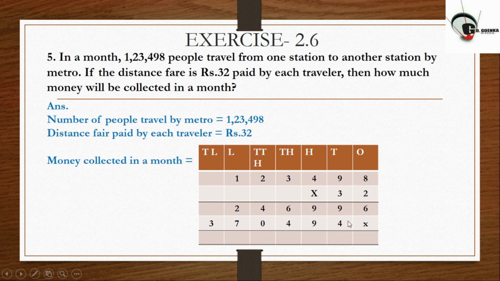So 3 8s are 24, 2 is carry, 3 9s are 27, and plus 2 is 29, again 2 is carry, then 4 3s are 12, plus 2 will be 14, 1 is carry, 3 3s are 9, plus 1 is 10, 1 is carry, 3 2s are 6, plus 1 is 7, and 3 1s are 3.